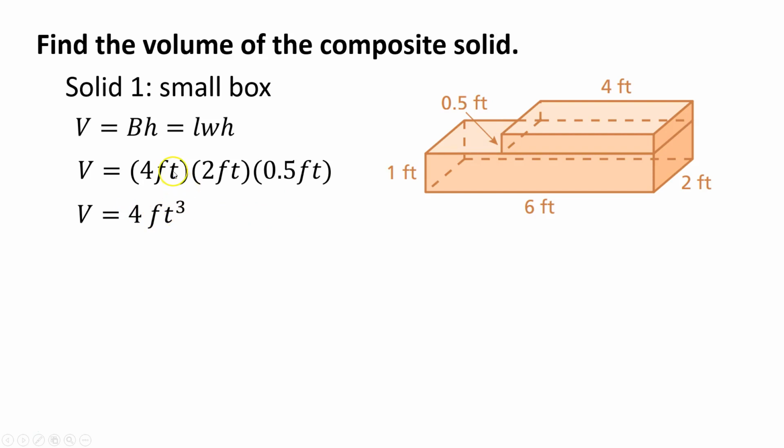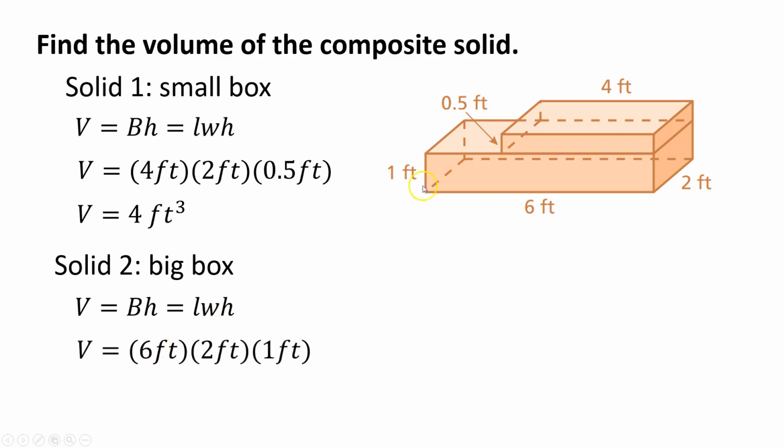The reason it's cubed is we have feet times feet times feet, so it's feet cubed. All right, splitting it up into the second box, we have the big box on the bottom. So same thing, we have the base times the height. Now we're using different dimensions because it's a different box. In this case, the length is 6, the width is still 2, and now the height is 1. We're going to multiply them. 6 times 2 times 1 is equal to 12 feet cubed.